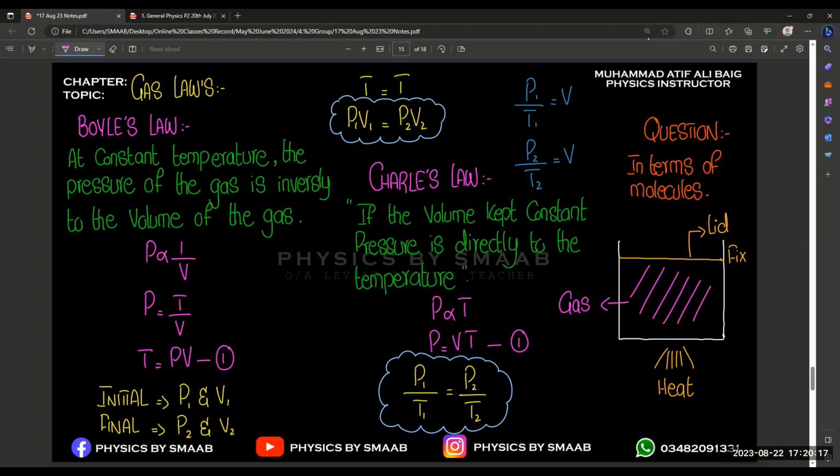Basically, they ask the question in the sense of explaining in terms of molecules, so that is the reference for how we explain the concept in terms of molecules. We also discuss this concept in the section on thermal physics, but mostly the questions are asked in this section. That's why this law is very simple and not very difficult, right?